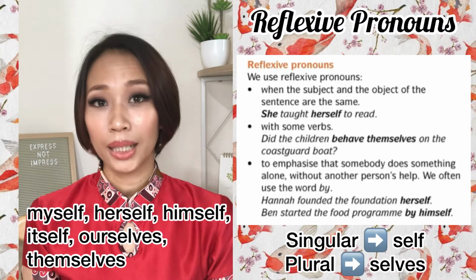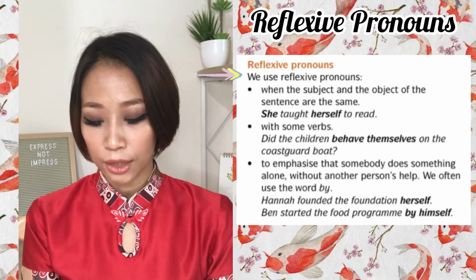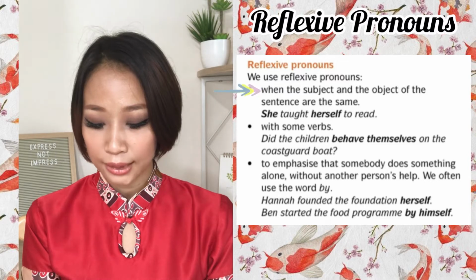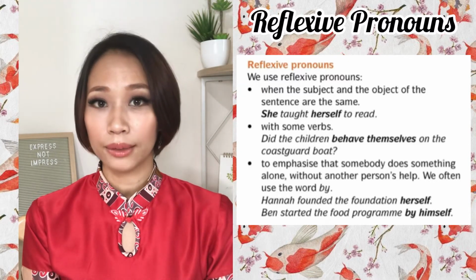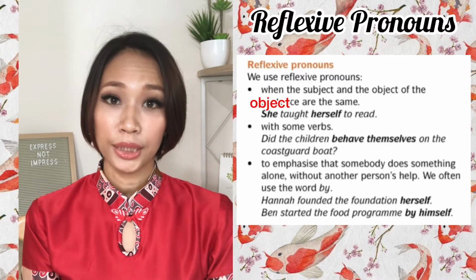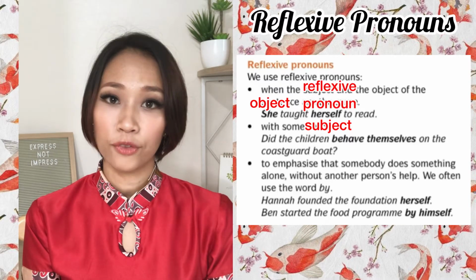Yang ada self di belakang. Kalau plural jadi selves. We use reflexive pronouns, kita guna reflexive pronouns, when the subject and the object of the sentence are the same. Apabila subjek dan objek adalah sama dalam satu ayat. She taught herself to read. Dia ajar dirinya sendiri membaca. She is the subject, herself is the object, and herself is also the reflexive pronoun.